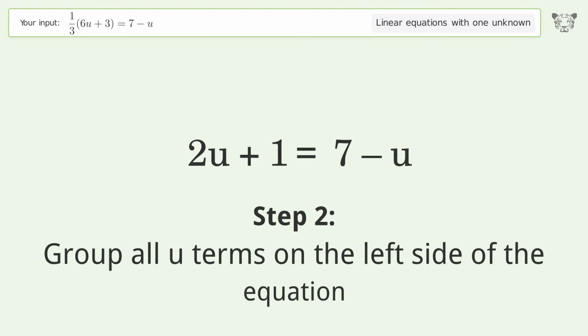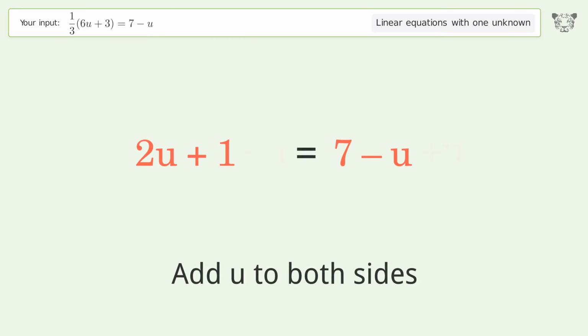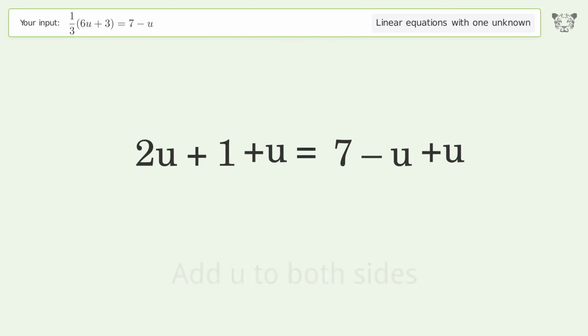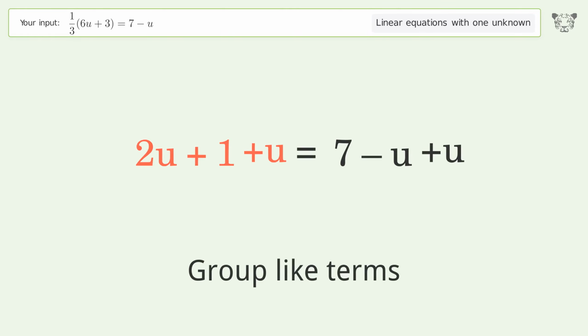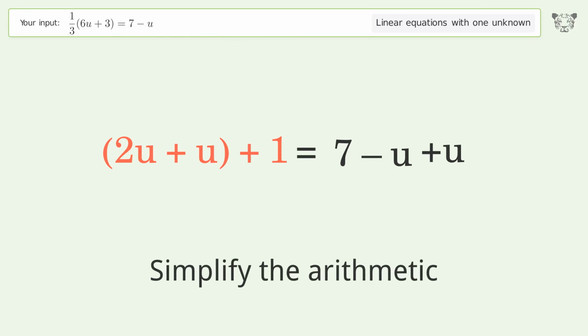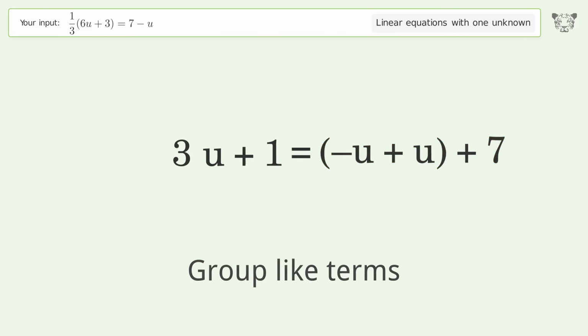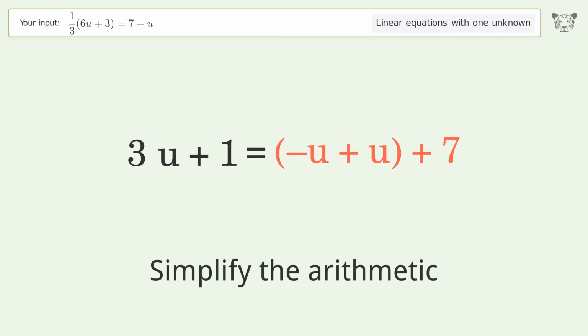Group all u terms on the left side of the equation. Add u to both sides. Group like terms. Simplify the arithmetic. Group like terms. Simplify the arithmetic.